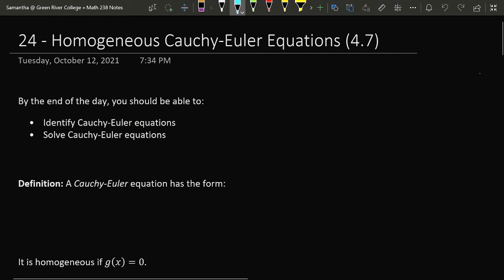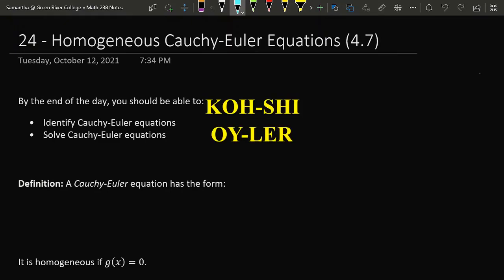In the previous 2 days, we talked about homogeneous ODEs with constant coefficients. Today we're going to introduce a second variety of homogeneous ODE, which is called a Cauchy-Euler equation.